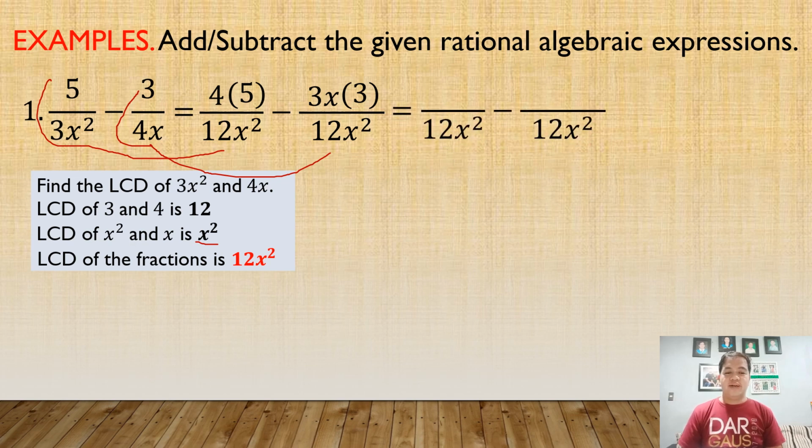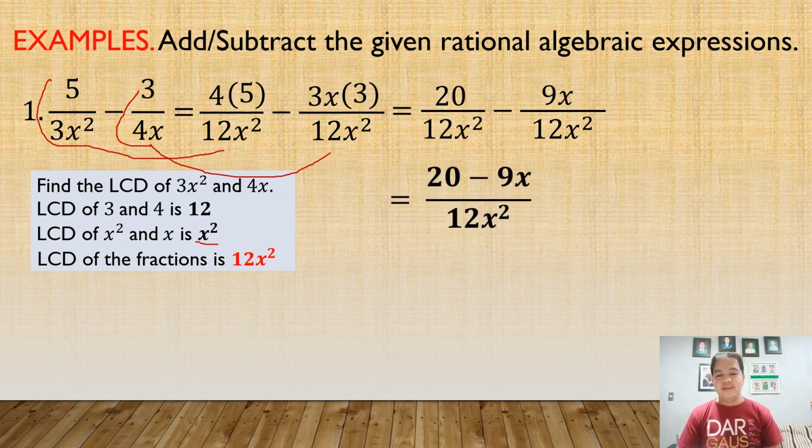Okay, so, again, kinopya lang yung denominators. Tapos, i-perform na natin, simplify na natin yung mga numerators. 4 times 5 is 20. 3x times 3 is 9x. Okay, so, pinagsama na sila, kasi nga, similar fractions na sila. Therefore, that's 20 minus 9x all over 12x squared. Mukhang wala nang common factor yung 20 minus 9x na nasa ibabaw. Kaya, yan na yung ating final answer.